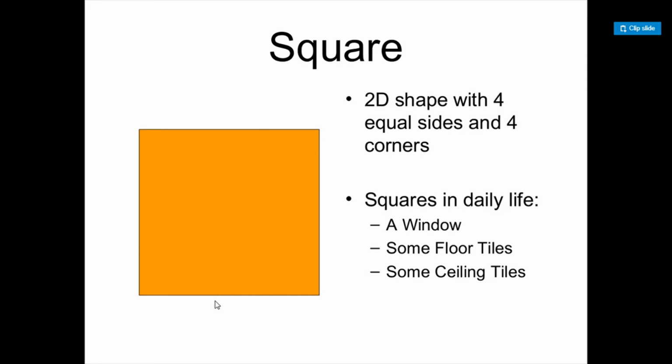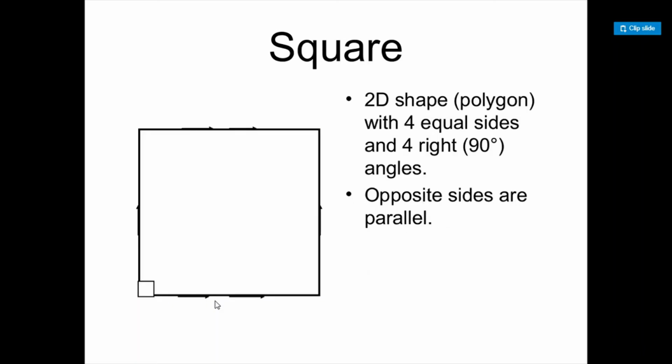We have also square. A square is a 2D shape with 4 equal sides and 4 corners. Squares in daily life are windows, floor tiles, or some ceilings. A square is a 2D shape wherein it has 4 equal sides and 4 right angles. Opposite sides of a square are also parallel to one another.